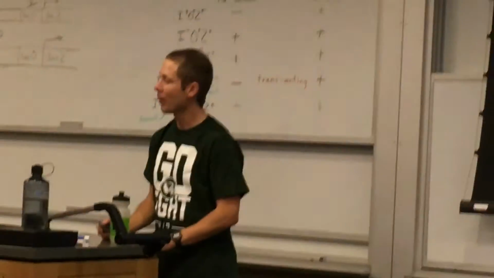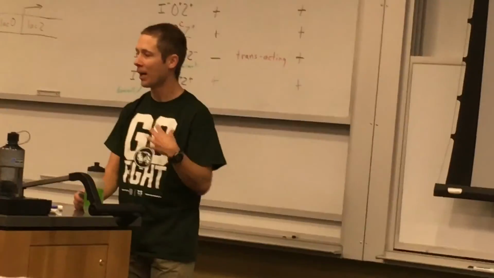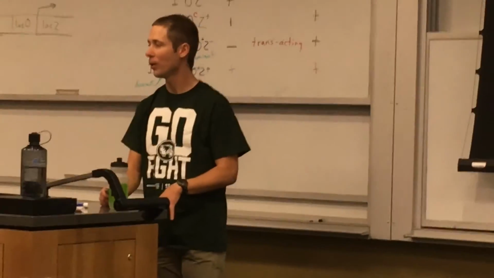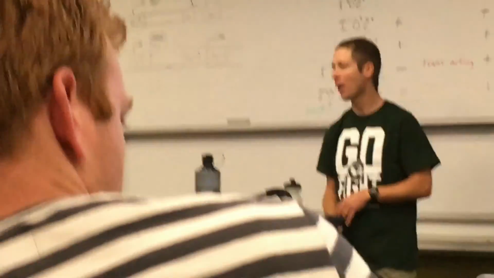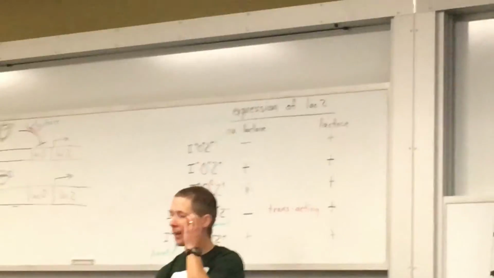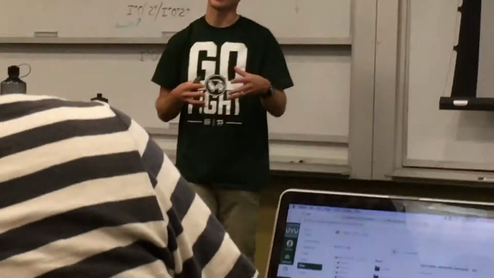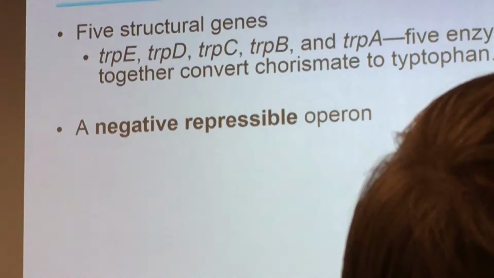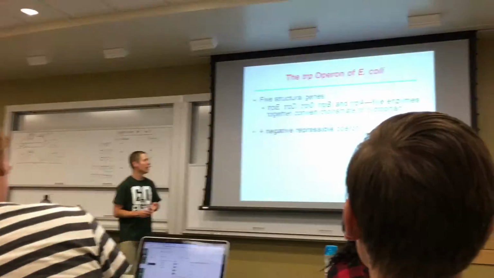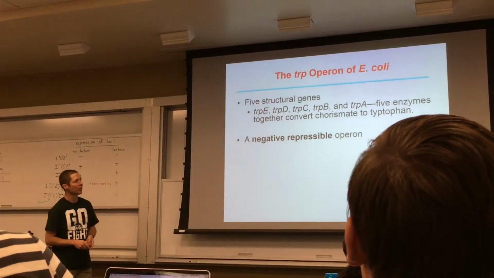One other example that we'll quickly walk through, again not in nearly as much detail as we did with lac, is a trp operon. This gives us an example of another category. So we've done negative inducible. The CAP protein was our positive repressible. Here we have a negative repressible operon.